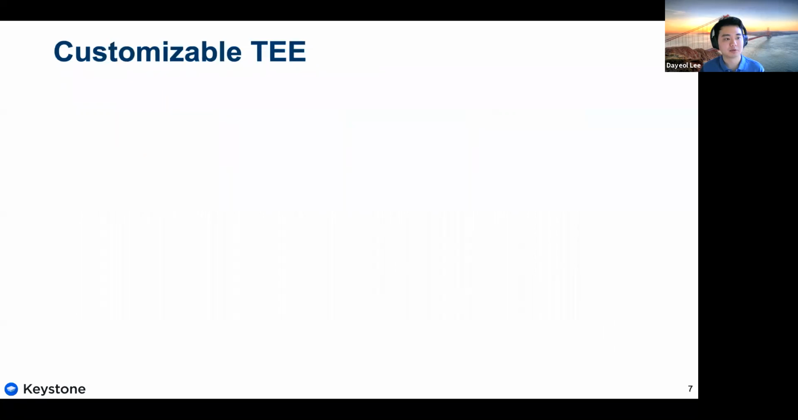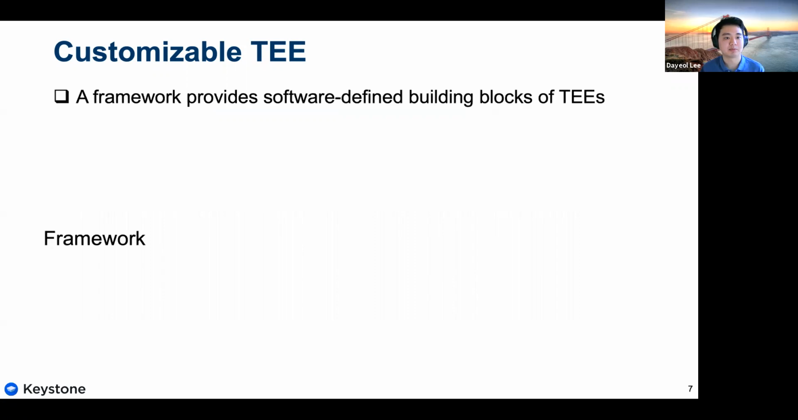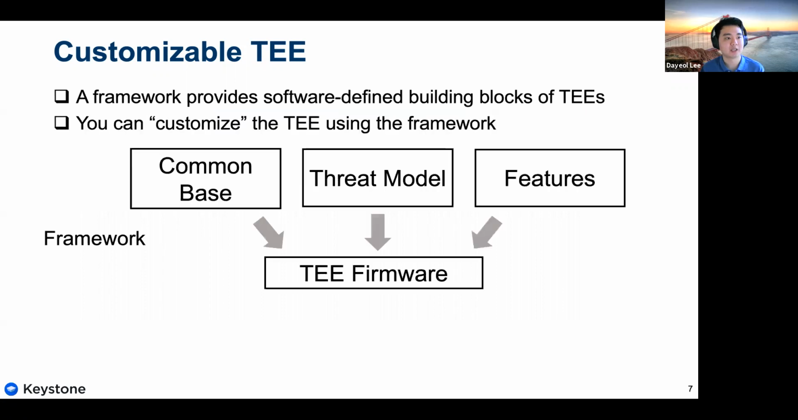So to address this problem, we came up with this idea of customizable TEE, which is a concept very similar to software-defined networking. The key idea here is that you can build your own hardware, and then you can customize the TEE by using a software framework. The framework will provide the building blocks of TEE in software, including the common base, which includes the basic features of the TEE, like memory isolation and attestation.